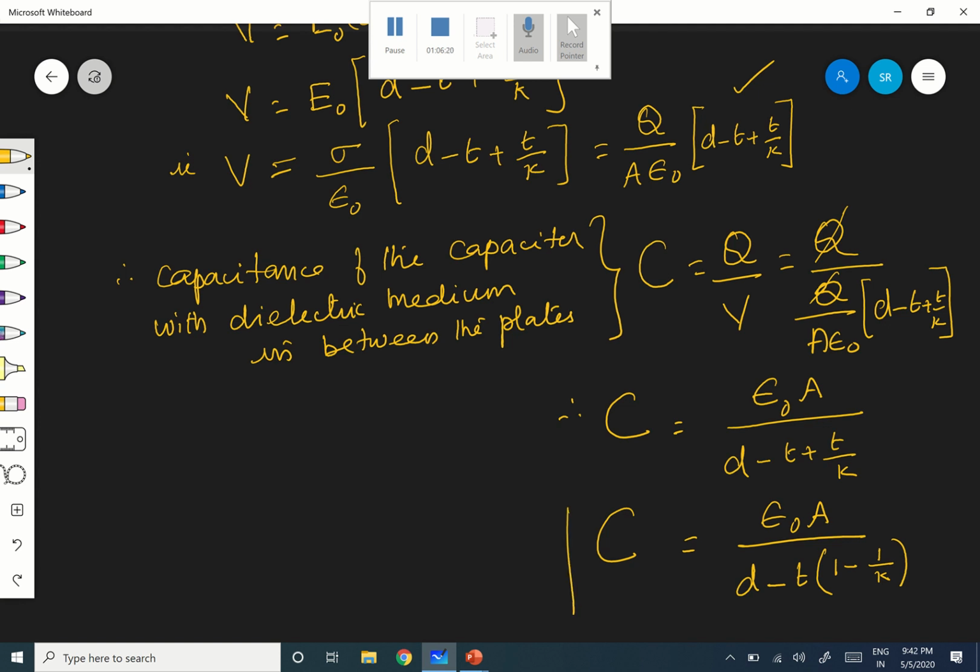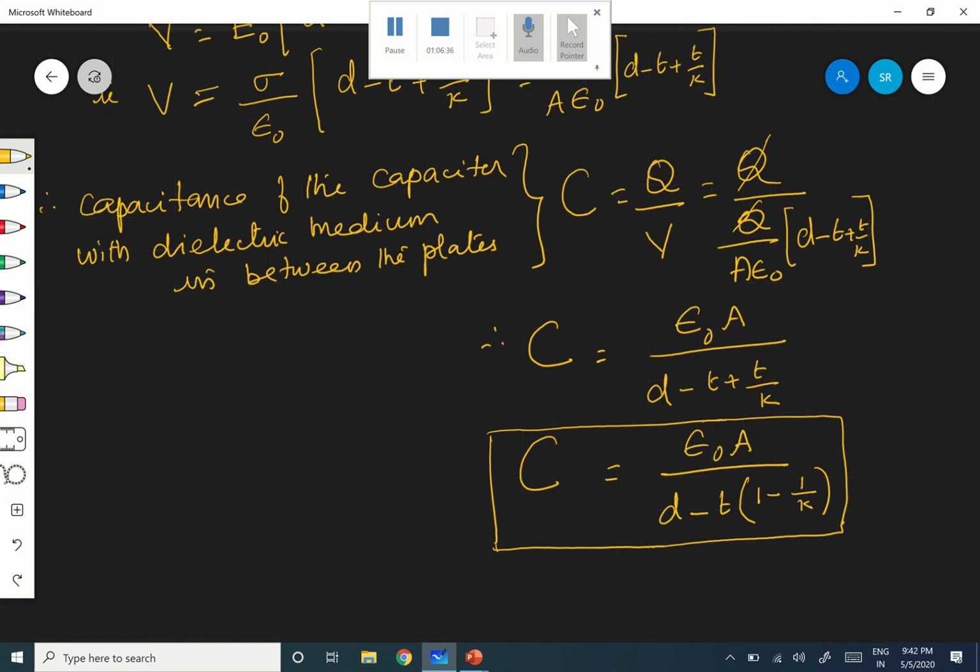So, this is the expression for the capacitance of the parallel plate capacitor with the dielectric medium inside. Here from this I think it is understood that epsilon naught A by D means C naught. But here it is epsilon naught A by D minus something. The denominator here is decreasing. Therefore, you can say that C is definitely more than C naught. Denominator decreasing means capacitance will definitely be more. Therefore, introduction of a dielectric slab in between the plates of the capacitor will increase its capacitance.